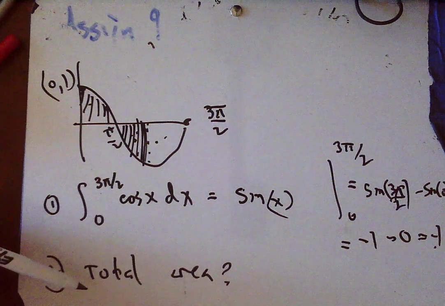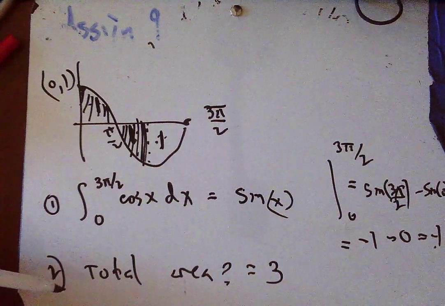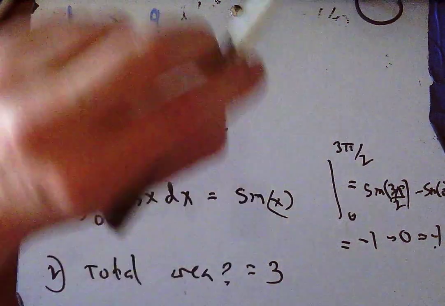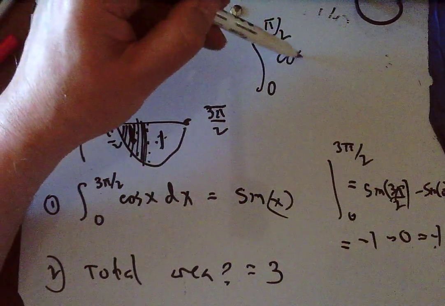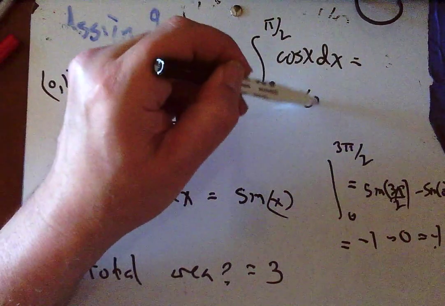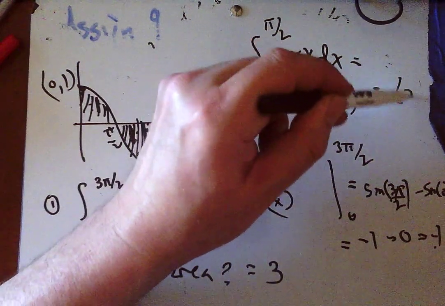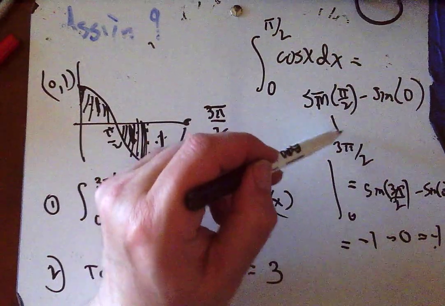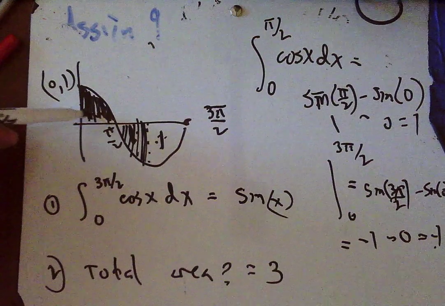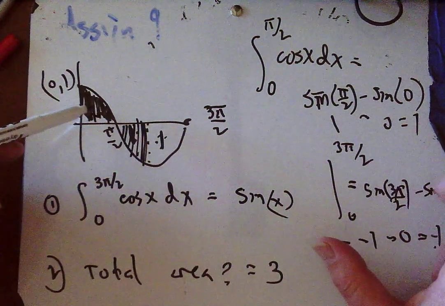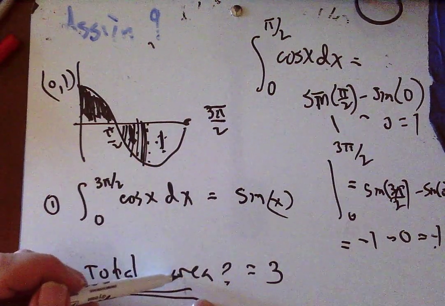Hey, so what about the total area? Well, 1, 1, 1, 3. How did I know that value was 1? Let's imagine I didn't know that value was 1. So let's integrate from 0 to pi over 2 cosine x dx. That's going to be sine of pi over 2 minus sine of 0. Sine of pi over 2 is 1, sine of 0 is 0, and I get 1. So this integral from 0 to pi over 2 has a value of 1. That's a 1, that's a 1, that's a 1. Since we want total area, and area is always positive, yeah.